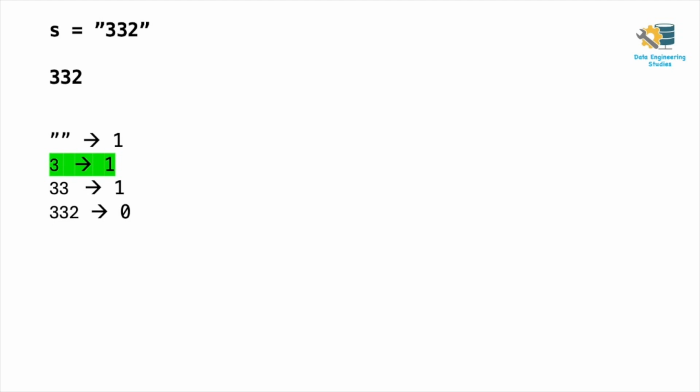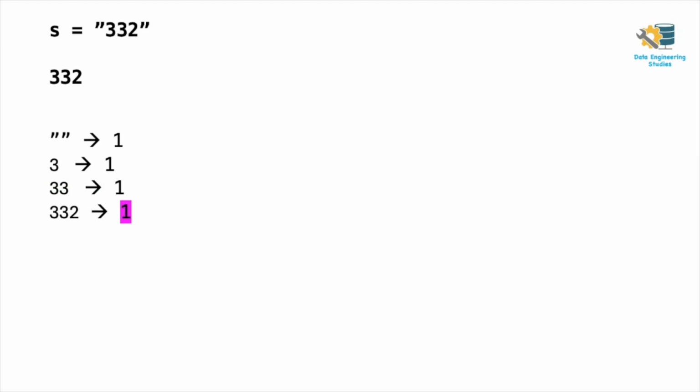For the next subproblem, 2 is valid, whereas 32 is not valid because it is greater than 26. So here we are adding the i minus 1th subproblem. So for 332, there is one way to decode. Hence we are returning the output as 1.